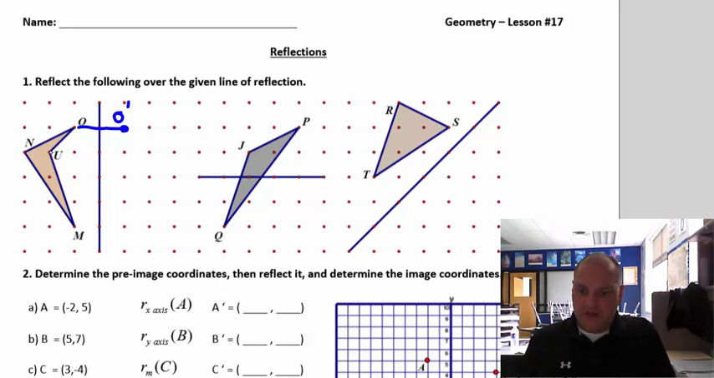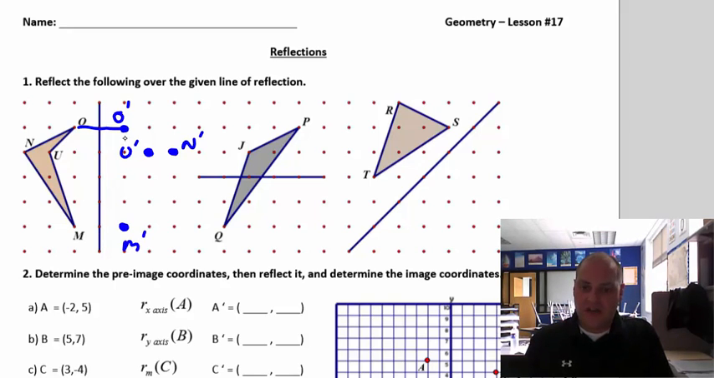Okay, how many units away is U? 2 units. So we go 2 units the other way. That's going to be U prime. And then N is 3 units away, 1, 2, 3. So we go 3 units the other way, and there is N prime. And then M is 1 unit away, so 1 unit to the line, 1 unit the other way. That's going to be M prime, the image of M.